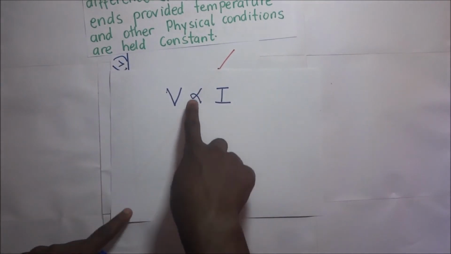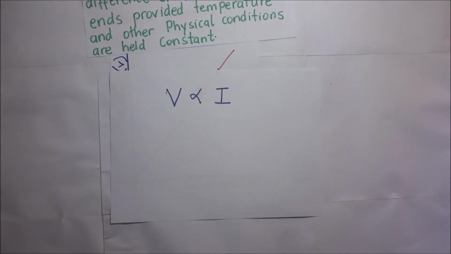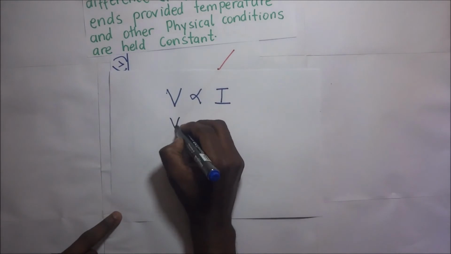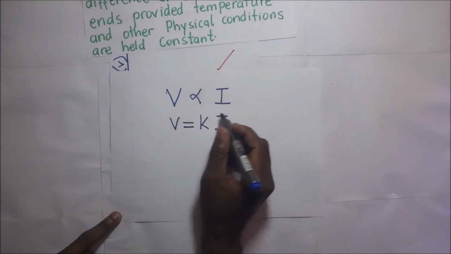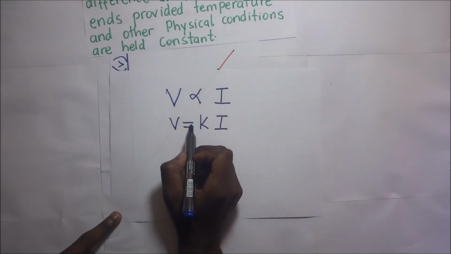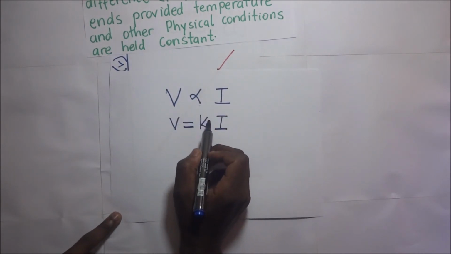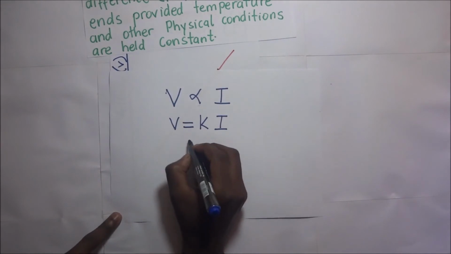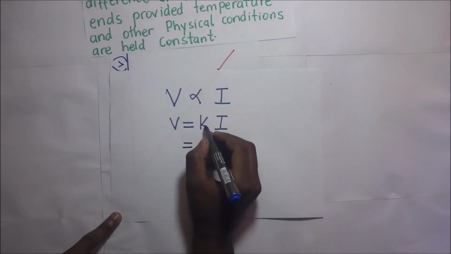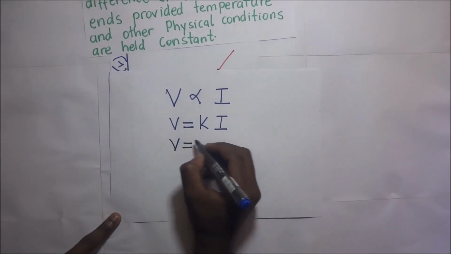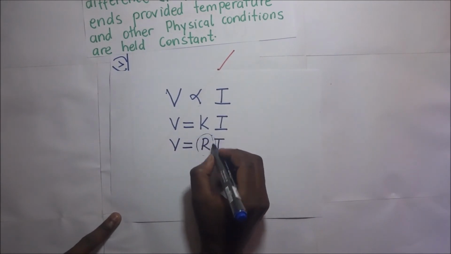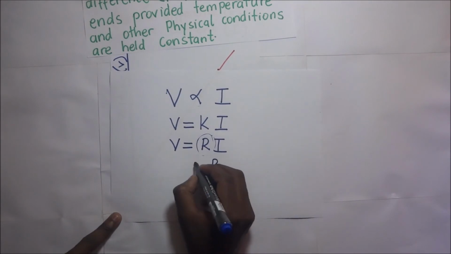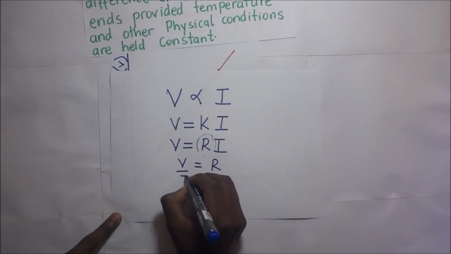But now if we are to remove that proportionality sign, it means we're supposed to introduce a constant of proportionality, and this is going to become V equals K times I. That constant of proportionality happens to be the resistance of that conductor. So it means that V is equal to R times I, and if we make R the subject of the formula, we know that resistance is going to be equal to V over I.